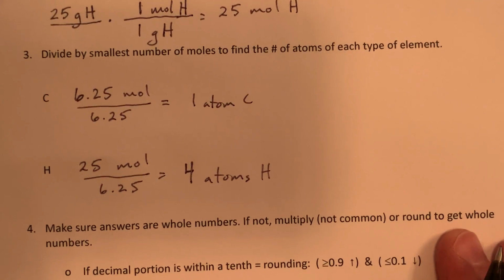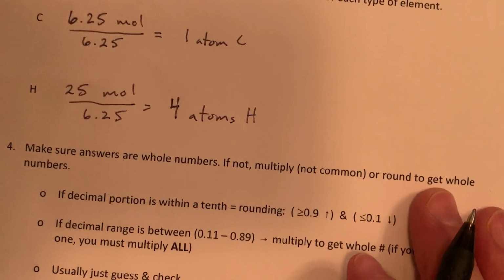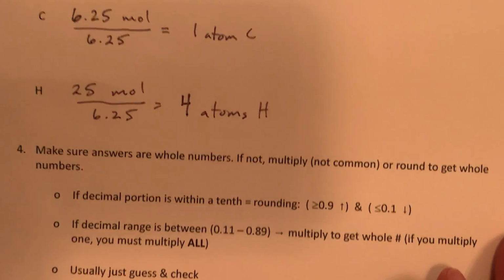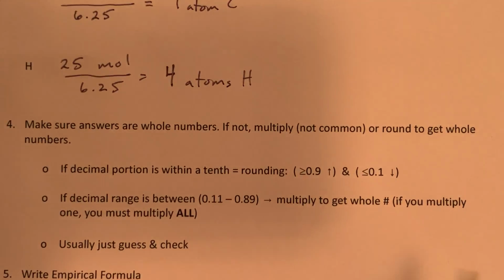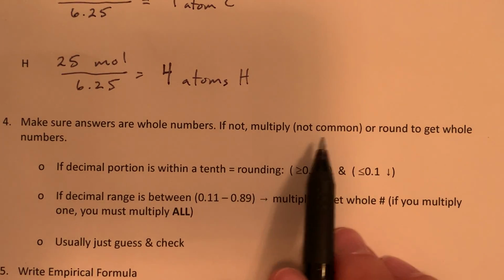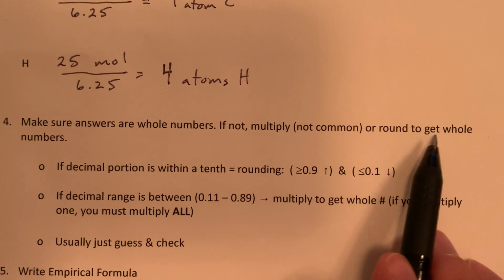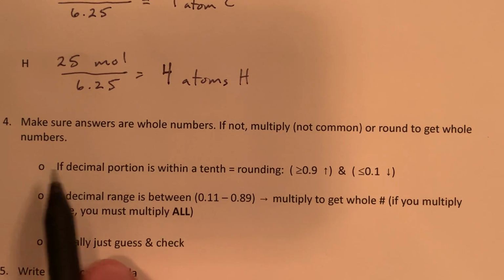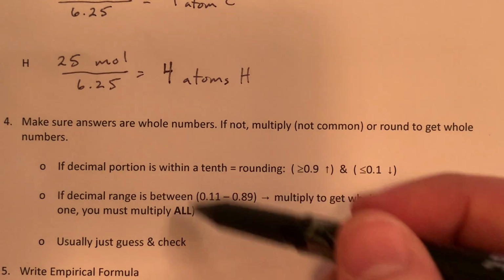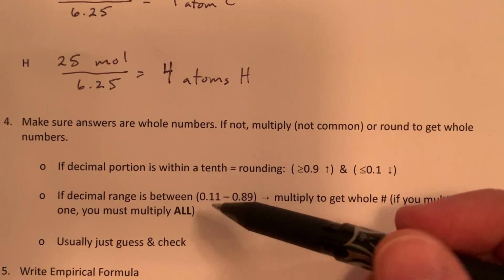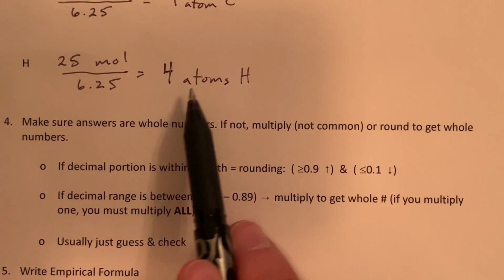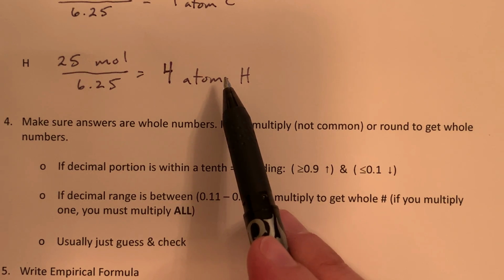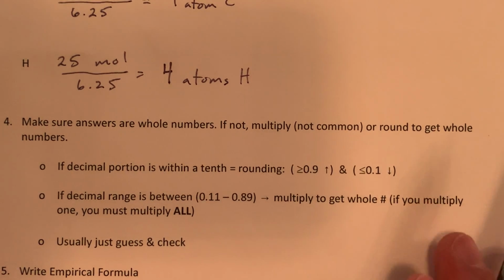Okay. Next, make sure the answers are whole numbers. If they're not, you multiply, which is not common, or round to get whole numbers. Multiplying is not as common, right? So I'm going to skip all this stuff right now because our numbers are whole numbers. I'll go back to this in a little bit.